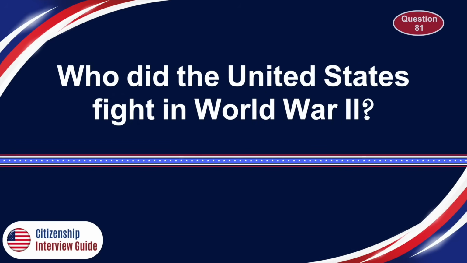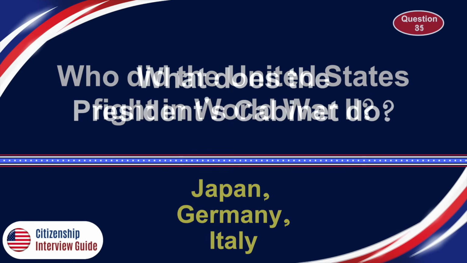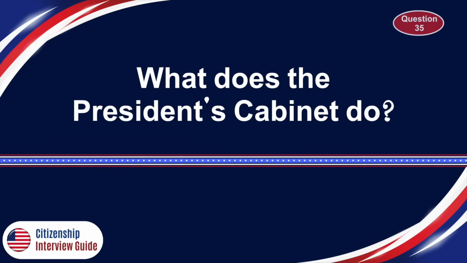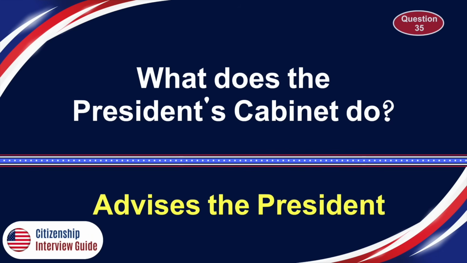Who did the United States fight in World War II? Japan, Germany, and Italy. What does the President's Cabinet do? Advises the President.